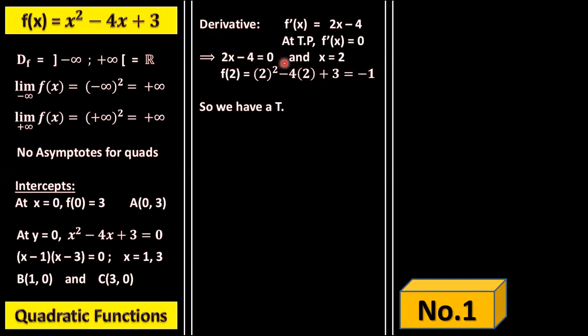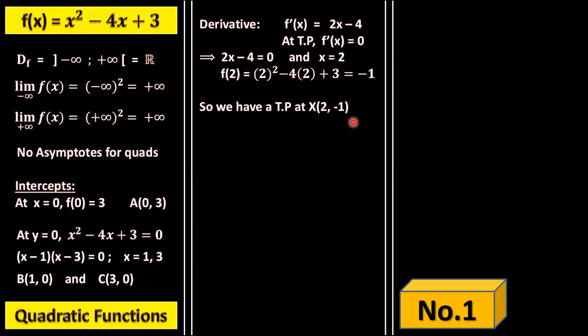Then we solve the equation dy/dx equals 0 at the turning point. When you solve that, you have 2x minus 4 equals 0, and that gives us x equal to 2. Our turning point consists of an x and a y value. We know that at the turning point, x is 2. So what's going to be the y value at the turning point? We look for f of 2, and f of 2 gives us minus 1. Therefore, the turning point is (2, -1). Those are the coordinates of the turning point.